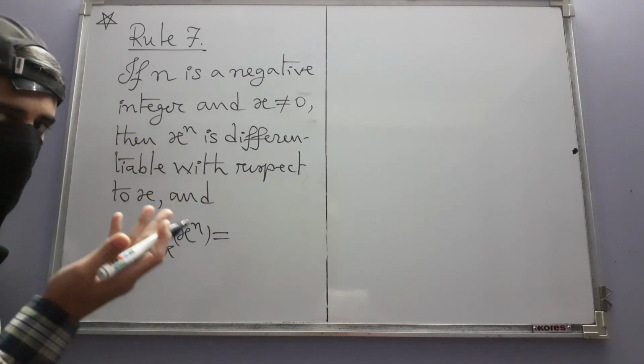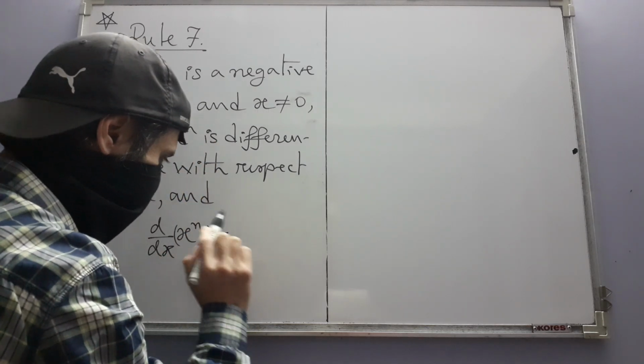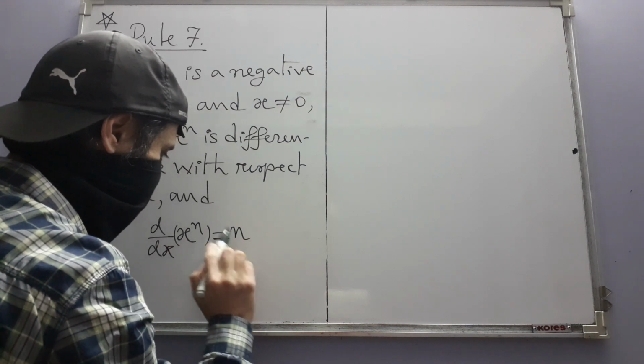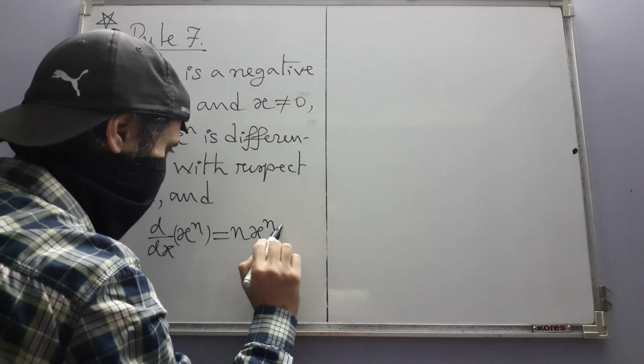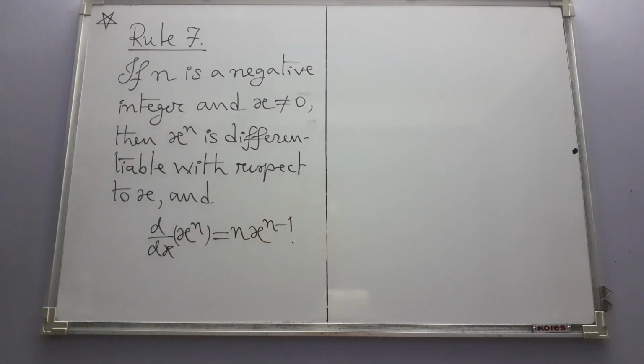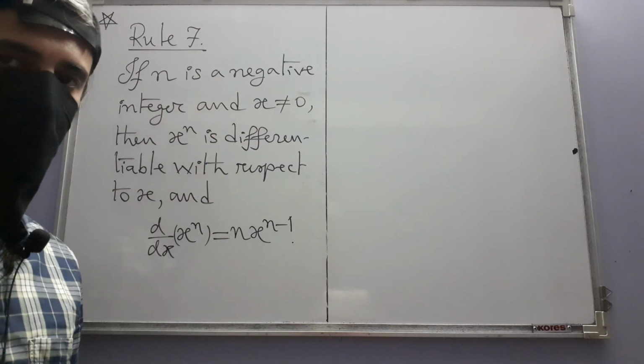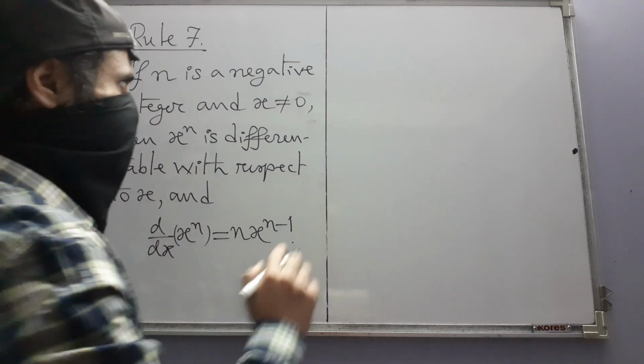I mean, the power rule that we have already seen, the form of the derivative is just like that. That means n times x to the power n minus 1. The only difference now is that n is negative. So let's see how we can prove this.